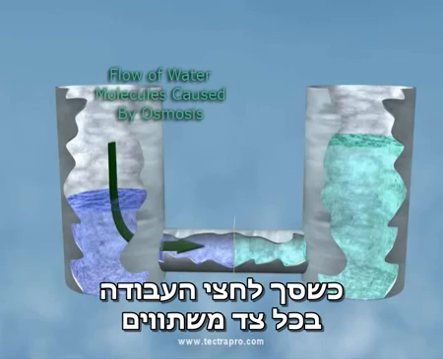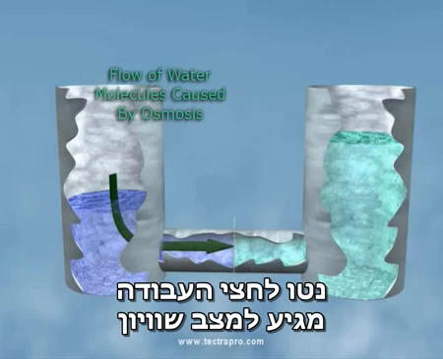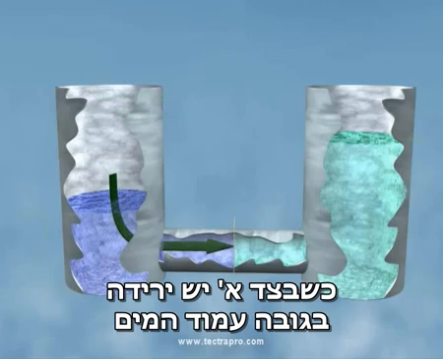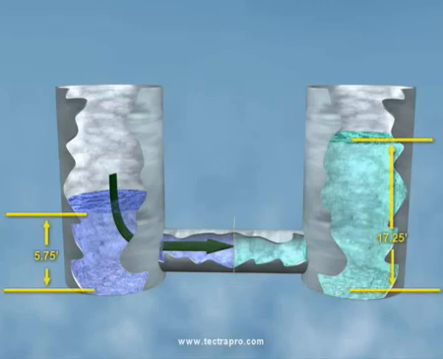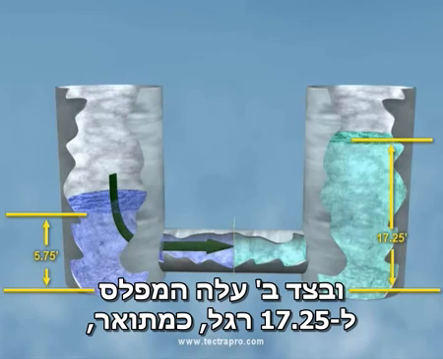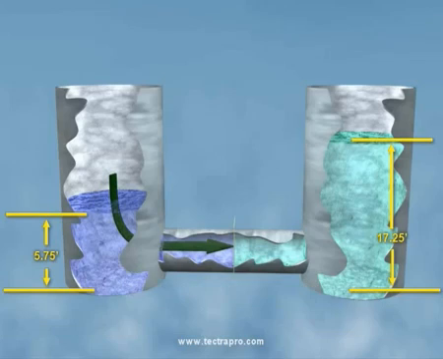When the total driving pressures from each side equal the same amount, and the difference becomes zero, the net driving pressure reaches a state of equilibrium and osmosis will stop. When side A has dropped in column height from 11.5 feet to 5.75 feet, and side B has increased to 17.25 feet as shown, the following concentrations and osmotic forces would exist.